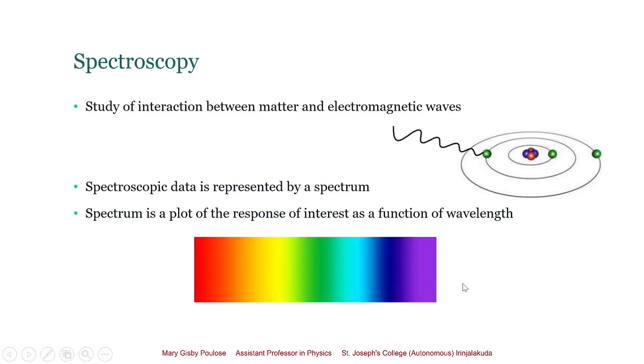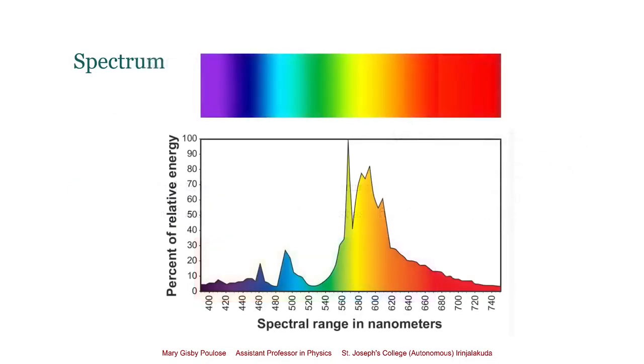We see different colors, right? So this is a spectrum of the white light. It contains different components of light ranging from violet to red. So this is also a spectrum. Now, this is the graphical representation of the spectral components with the wavelength on the x-axis and the percentage of relative energy on the y-axis.